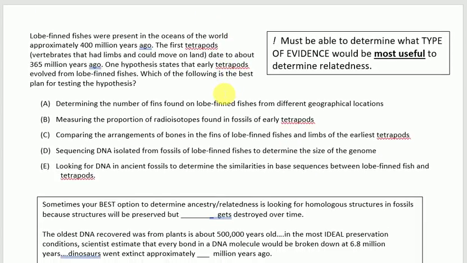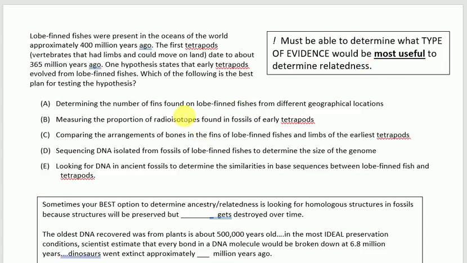Okay, here's another example. Lobed fin fish were present in the oceans of the world approximately 400 million years ago. The first tetrapods, which are vertebrates that had limbs and could move on land, date to about 365 million years ago. One hypothesis states that early tetrapods evolved from lobed fin fish. Which of the following is the best plan for testing the hypothesis? You must be able to determine what type of evidence would be most useful to determine the relatedness.